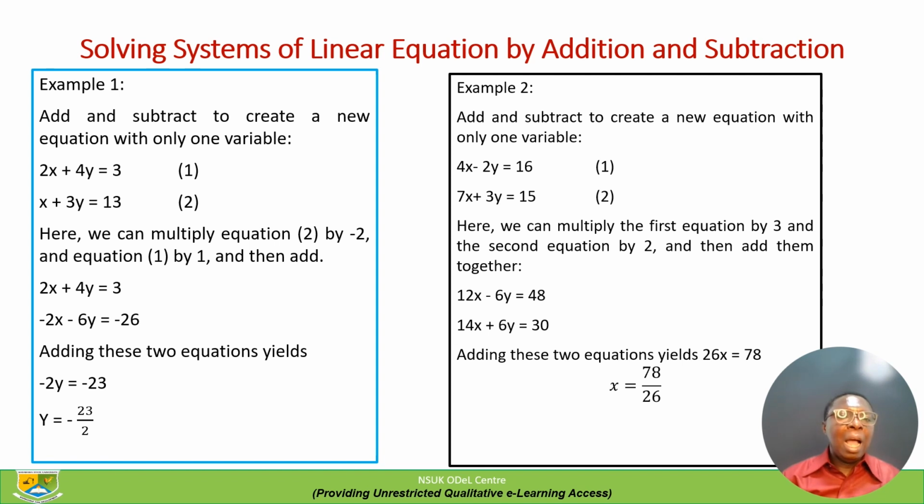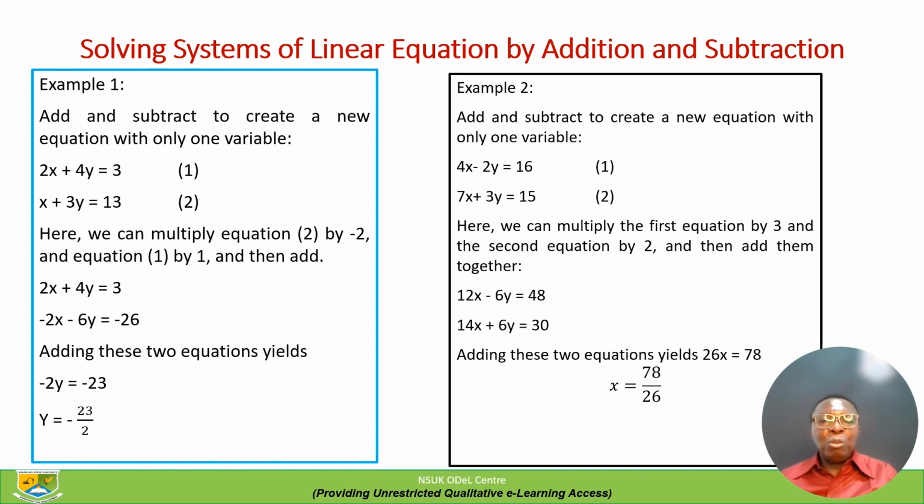Example 1. Add and subtract to create a new equation with only one variable. So we say 2x + 4y = 3, that is equation 1, and x + 3y = 13, equation 2. Here we can multiply equation 2 by -2 and equation 1 by 1 and then add. So 2x + 4y = 3 and -2x - 6y = -26. Adding these two equations yields -2y = -23. Then y = -23/2.